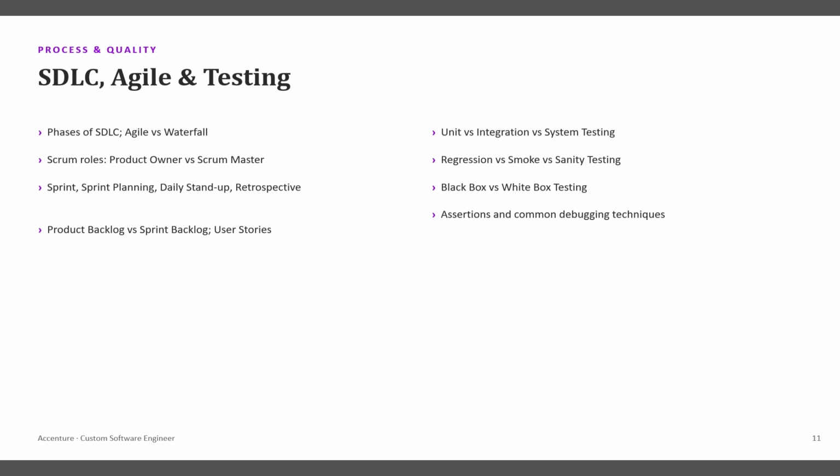Section 9. SDLC, Agile, and Testing. Now let's cover process knowledge. This shows you understand how real software teams work, not just how to code. You should know the phases of SDLC and the difference between Agile and Waterfall. Then the Scrum roles, Product Owner versus Scrum Master. Terms like sprint, sprint planning, daily stand-up, and retrospective. And product backlog versus sprint backlog, along with user stories.